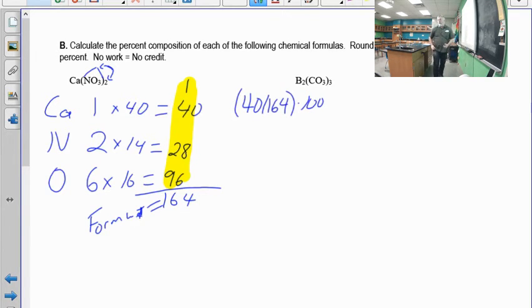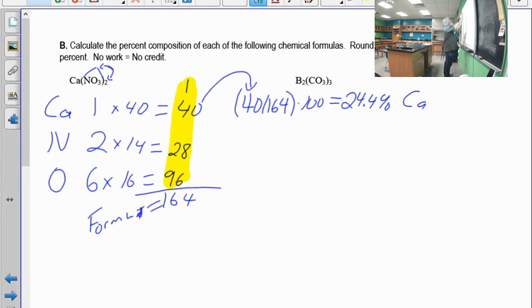If we type that into our calculator, let me grab my calculator here real quick. What do we see? 40 divided by 164 times 100. And we're going to come up with 24.39. Now, I want you to round this to the tenths place, so give me 1 decimal. So 24.39 is going to round up to 24.4%. And what are we talking about here? This is our calcium.